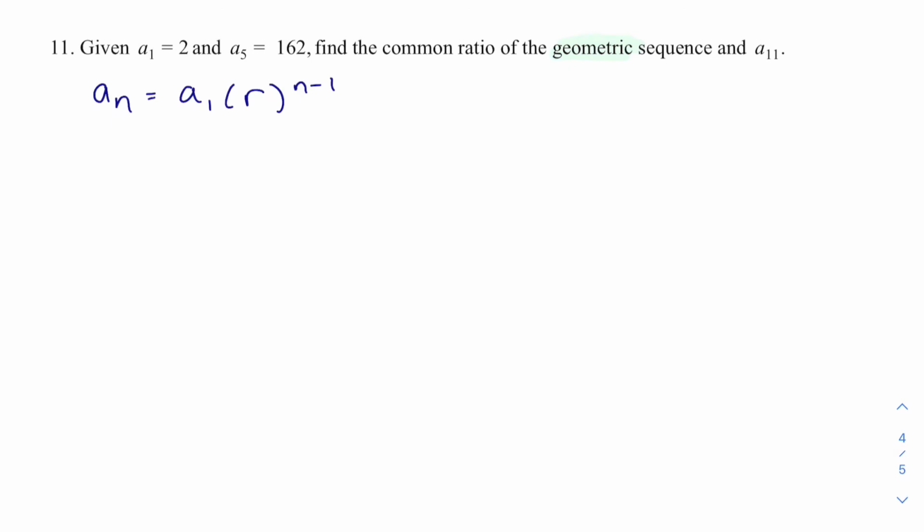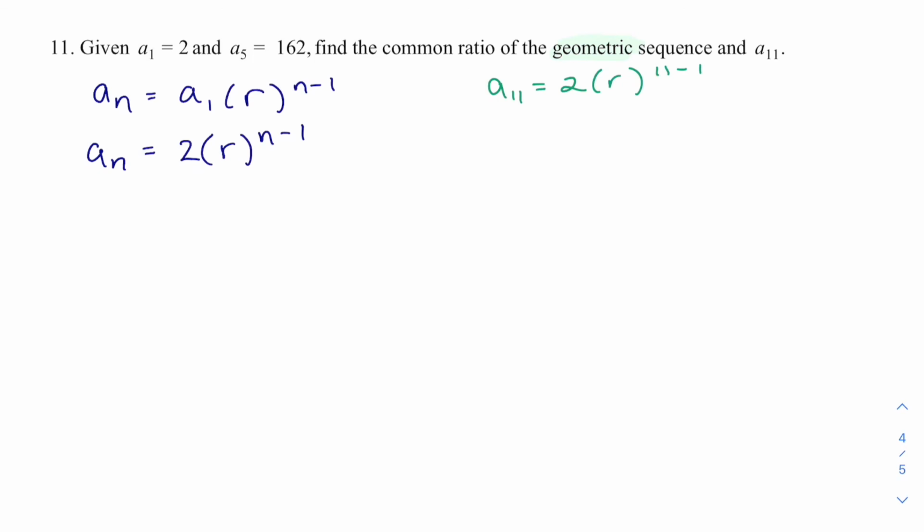Before I even think about what I'm solving for, I'm just going to input the information I have for this formula, and that's that A1 is 2. So far my formula is 2 times r to the n minus 1. It's asking me to both find the common ratio and A11. Had I just been asked to find A11, I would still need to find the common ratio first, because finding A11 would be A11 equals 2 times r to the 11 minus 1. I can't do that until I have r.